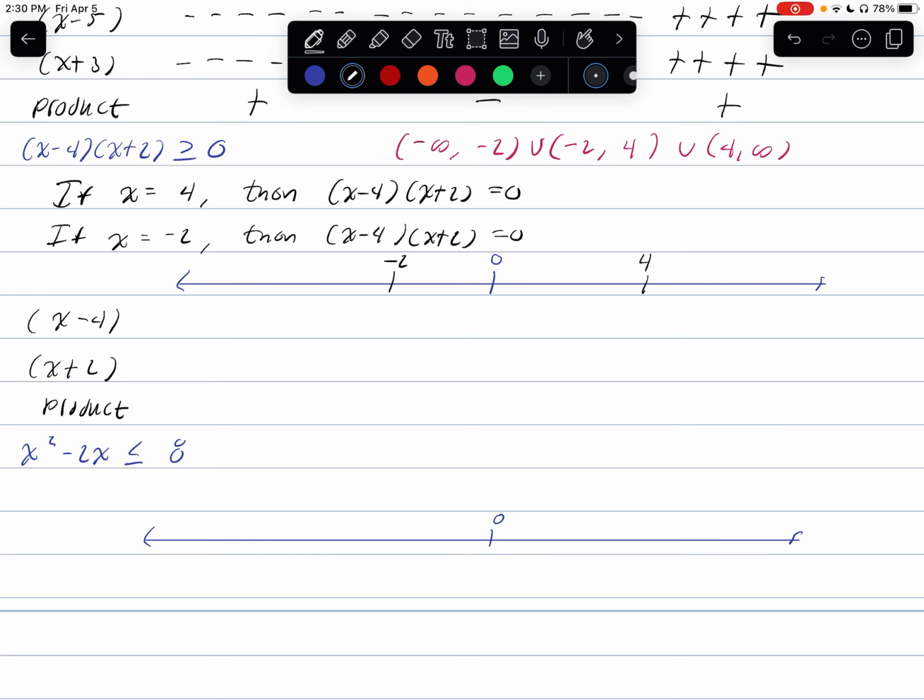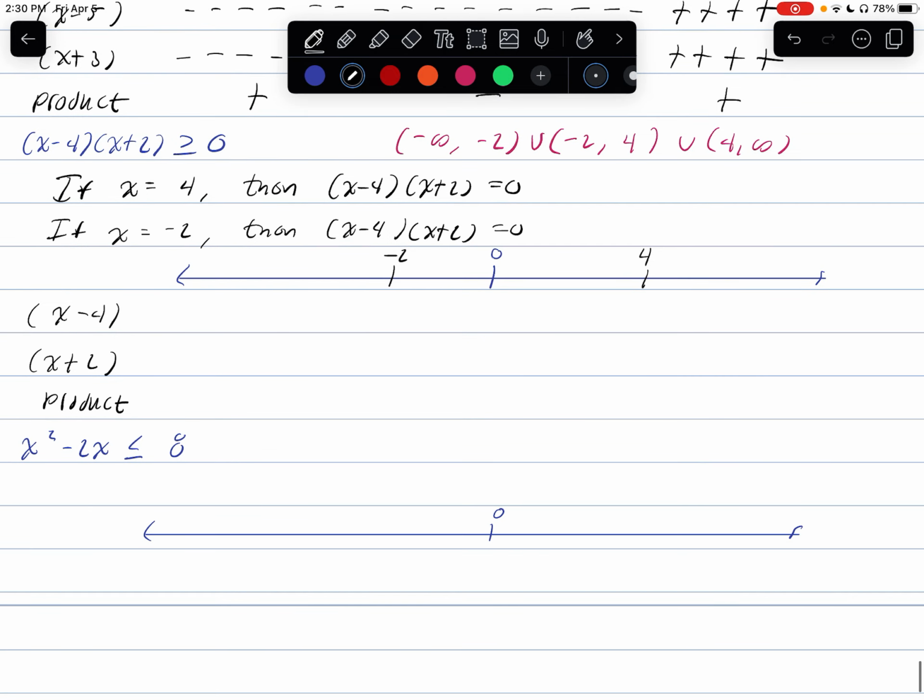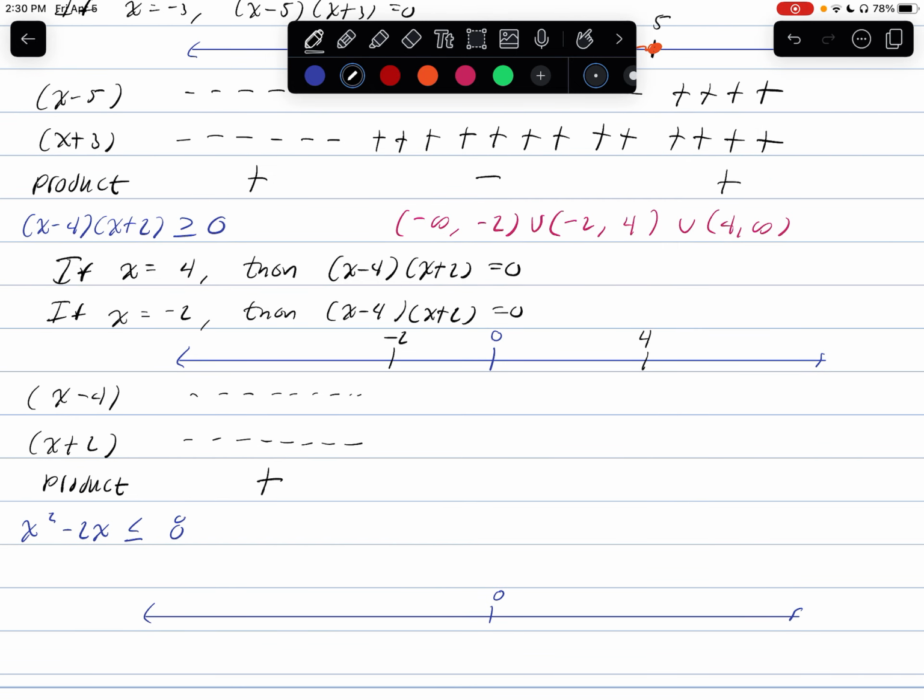Okay, so if we look at the interval from negative infinity to negative 2, anything in that interval minus 4 is going to give us a negative number here, okay? And if we also include anything from negative infinity to negative 2, this is also going to be a negative number. So we're going to have a negative number times a negative number, which is going to give us a positive number. Therefore, negative infinity to negative 2 is going to be positive, and we want this to be greater than or equal to 0. So this would be part of our solution.